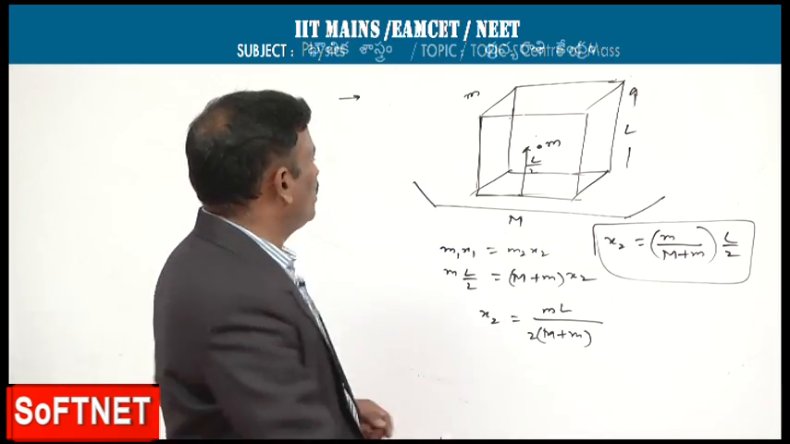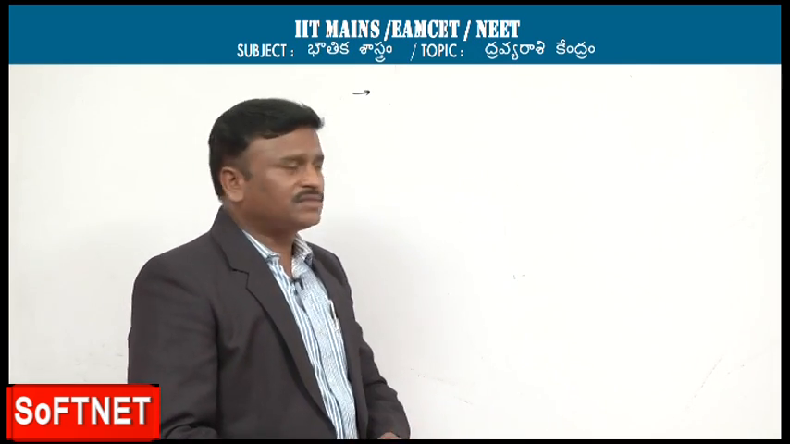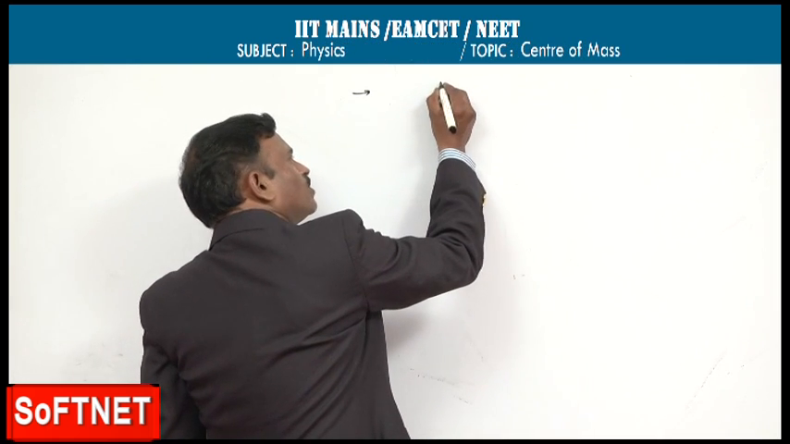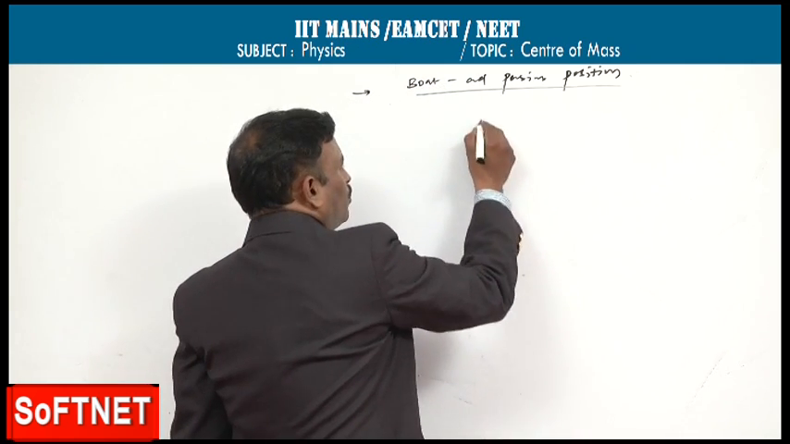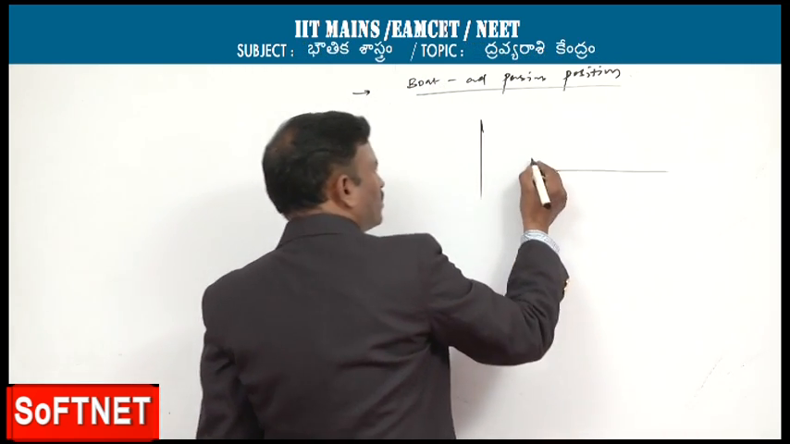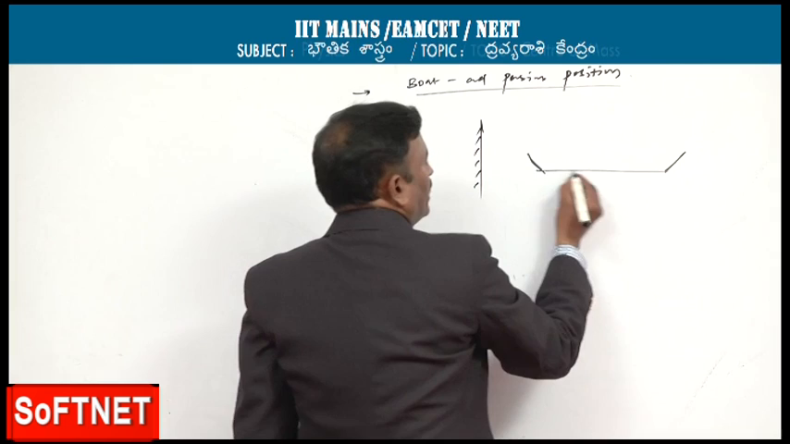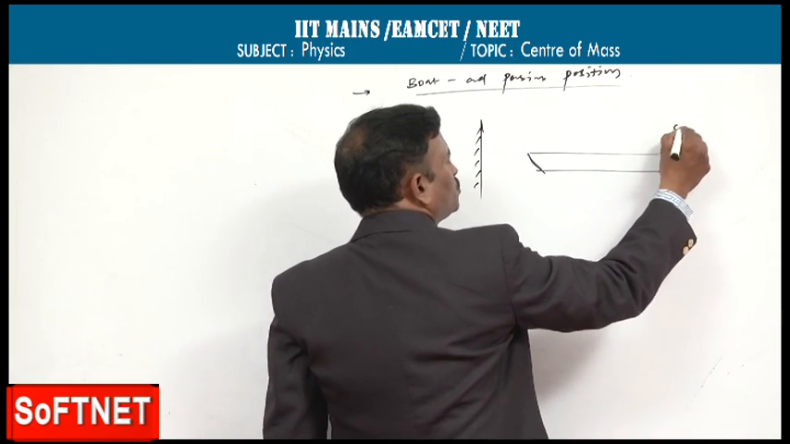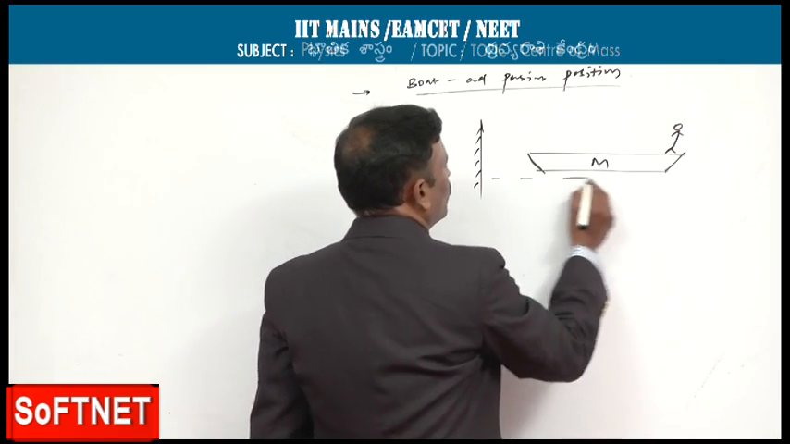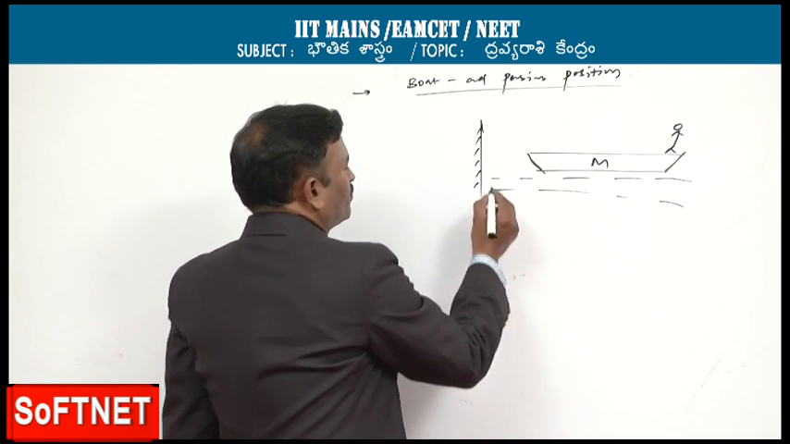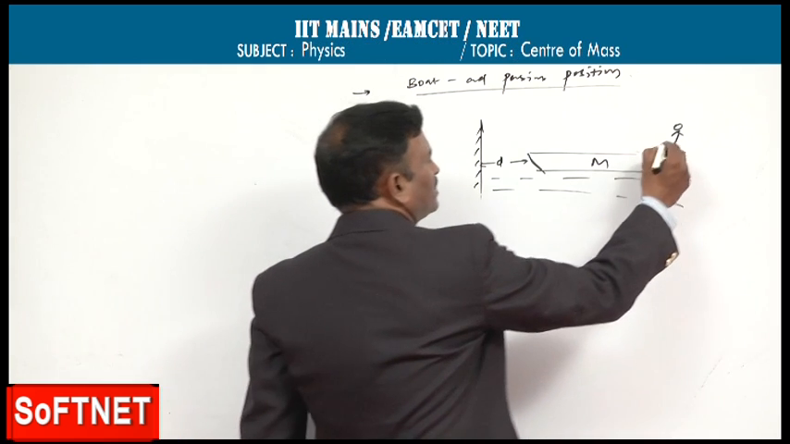Now let us see another model: shift in center of mass and the position of a person in a boat from the shore. It is a very important model. So, boat and person position with reference to the shore. Assume a person is standing on the surface of the boat when the person moves. The mass of the boat is capital M. It is water, and this is the shore. From the shore, the distance of the boat is d. The mass of the man is m.